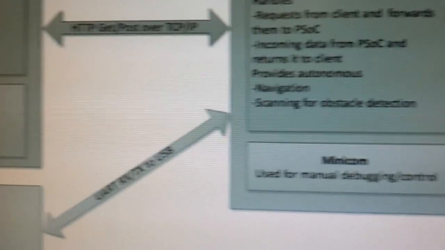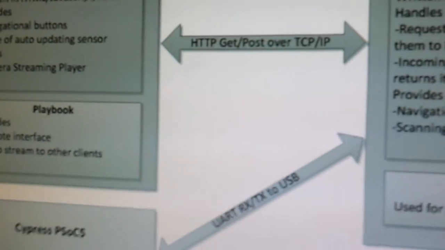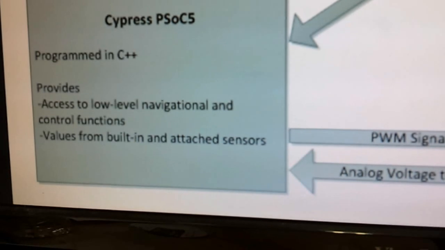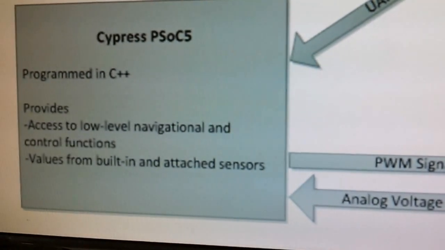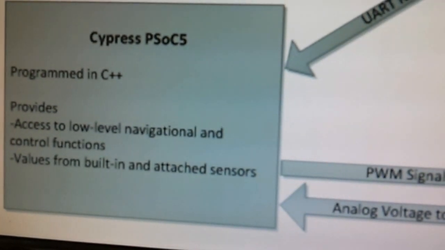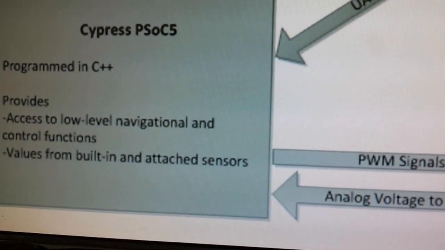And the Panda board is shown here, and on the Panda board there's the middleware. It's a software layer between the client level and the actual low level interface for the motors and stuff. And the low level software is written on Cypress PSOC 5. It's mainly programmed in C++, and it provides all the low level functions that can control motors, and it reads the values from sensors and reports back.